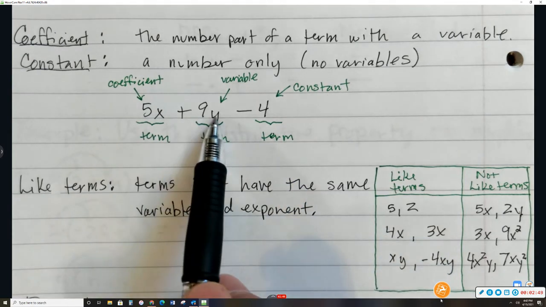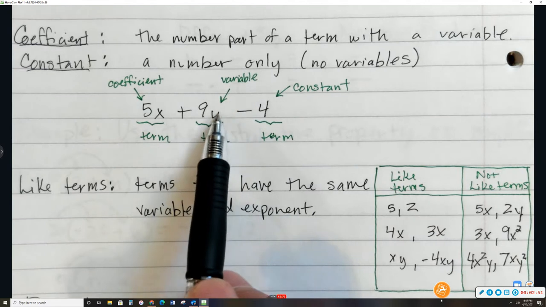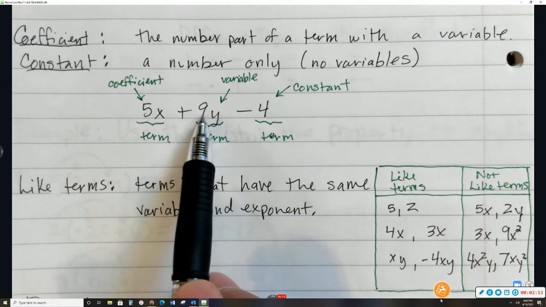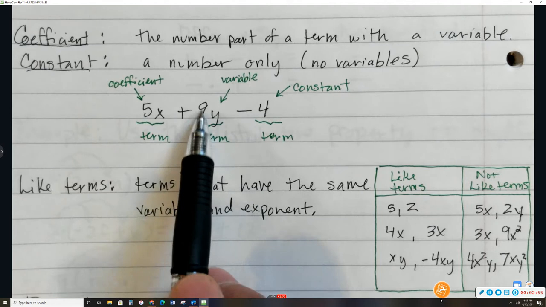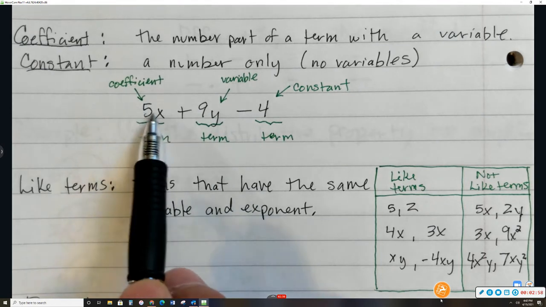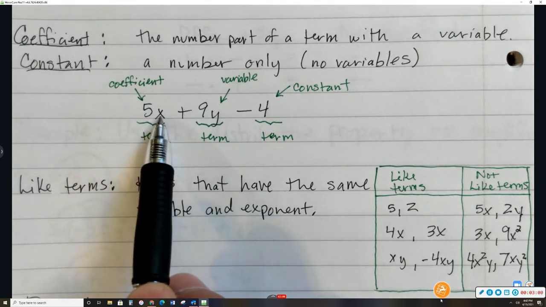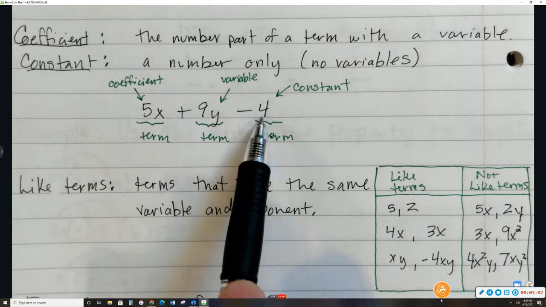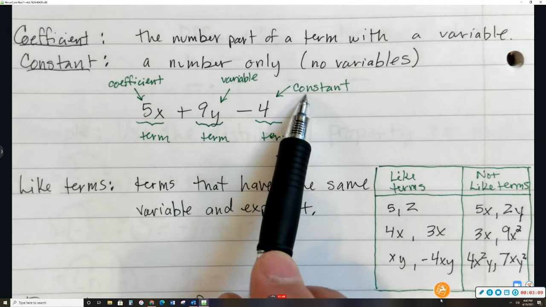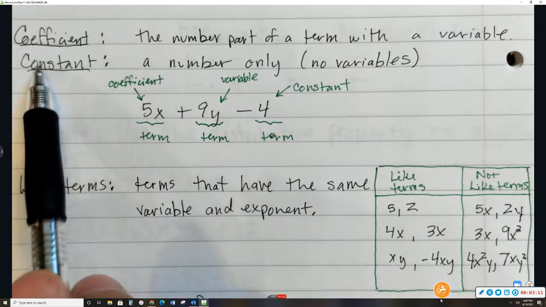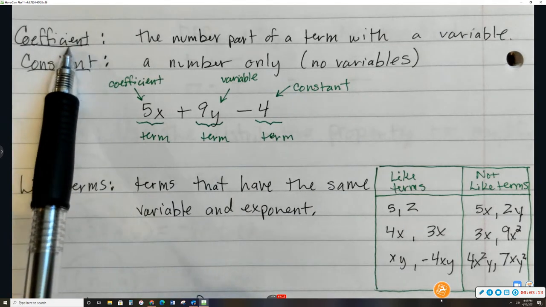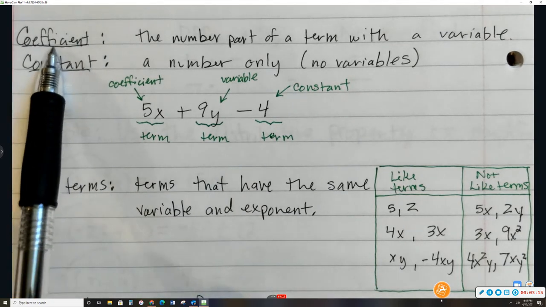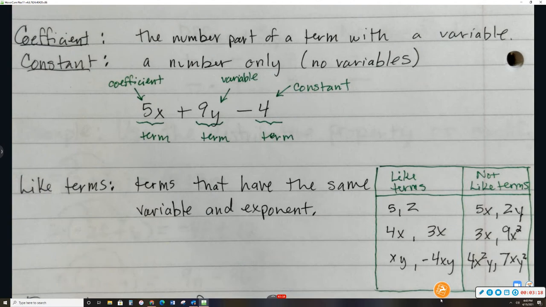In this term, the variable part is the letter. The number in front is called the coefficient. So here again, when you have a term, the letter part is called the variable, and the number in front is called the coefficient. Only when the number is by itself can you call it a constant. And again, these are just different vocabulary terms that I may use. If you guys hear me use them, look back at your notes if you're wondering what I'm talking about.